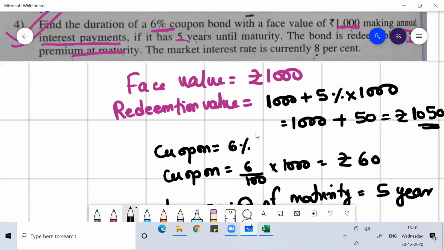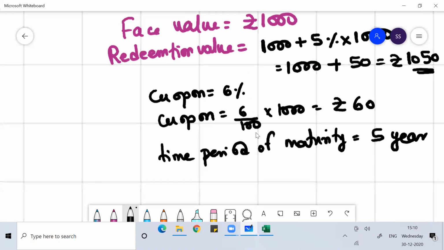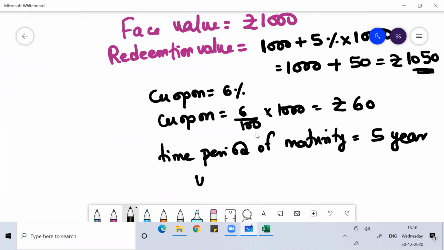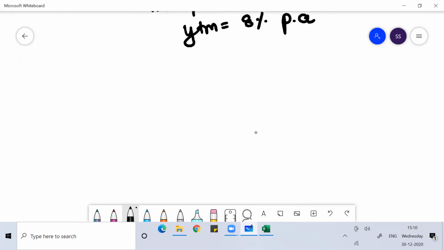So 5 years is the time period of maturity, and then the market interest rate, YTM, is given to you as 8%. I hope everyone knows what YTM is. Yield to maturity is the internal rate of return, the minimum return you can expect on the debt instrument. Here it is given as 8% per annum. Very simple. So what you can do to solve this problem is write the values.